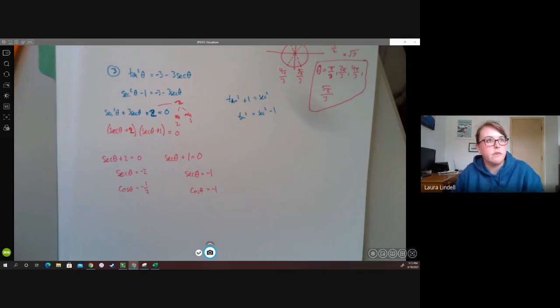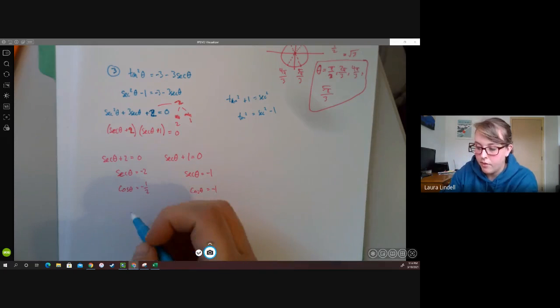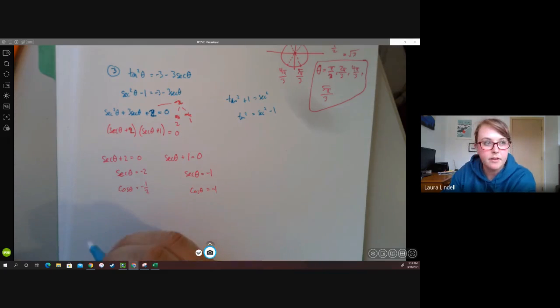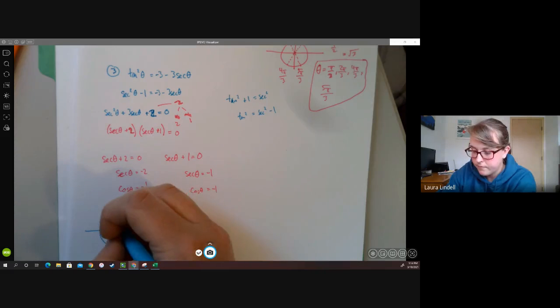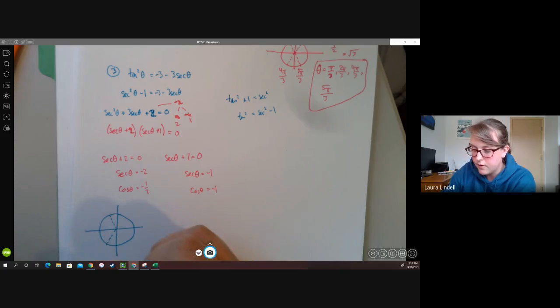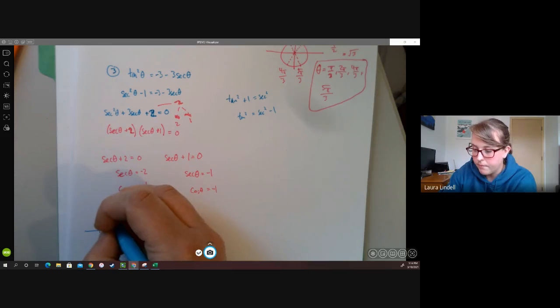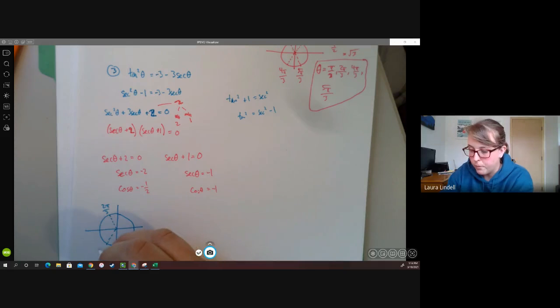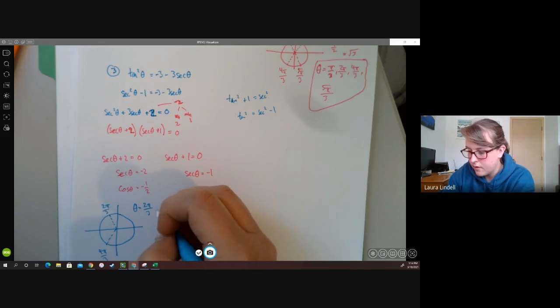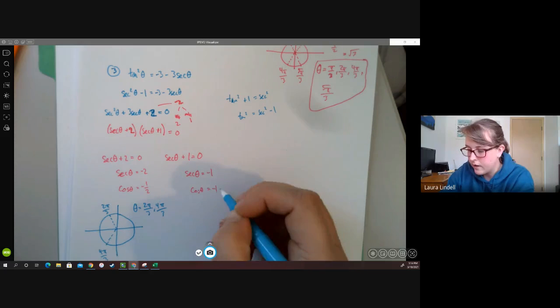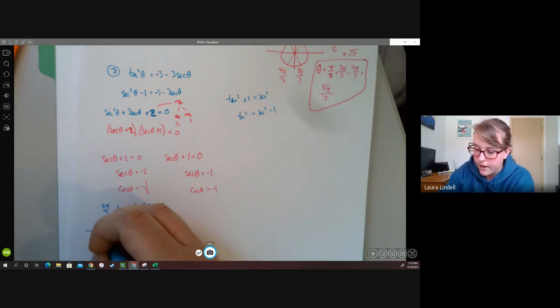Sorry, this one turned into more of an example than one for you guys to try on your own, but if you got through it on your own, great. So then looking for places where cosine is -1/2, it's all going to be on the left-hand side of the unit circle, in 2 places: at 2 pi over 3 and at 4 pi over 3. And the place where cosine is -1 is only at pi.